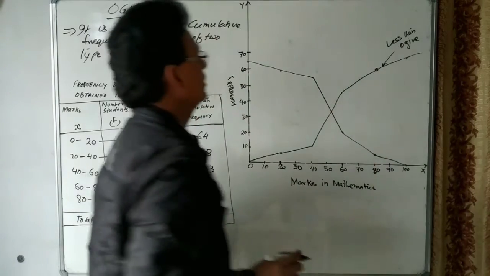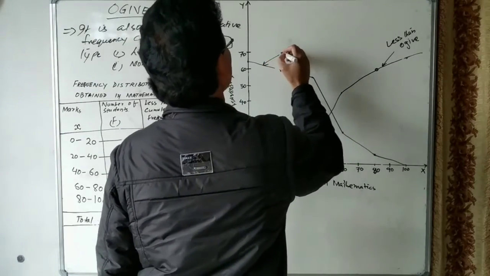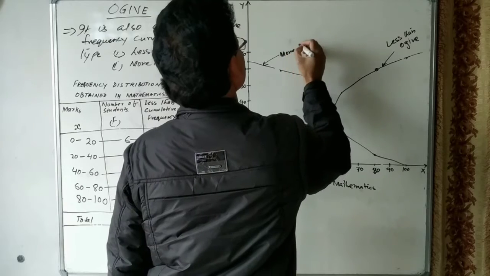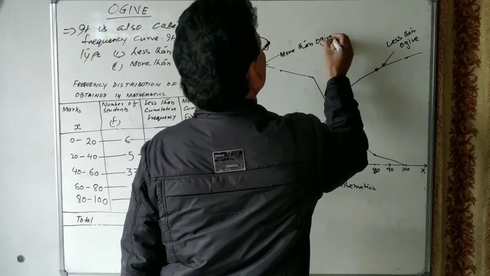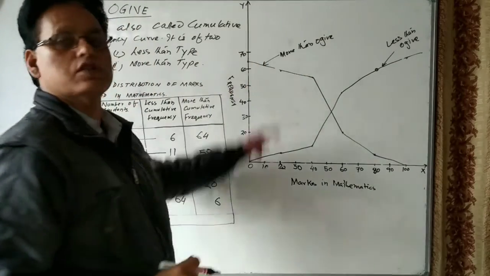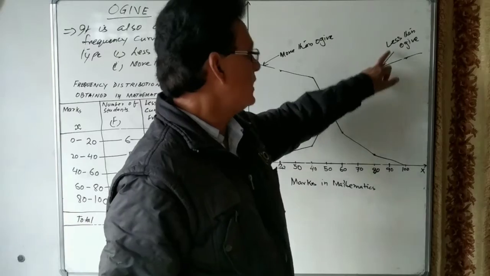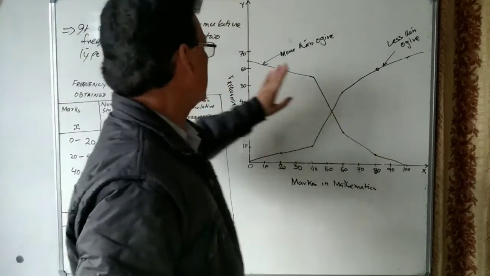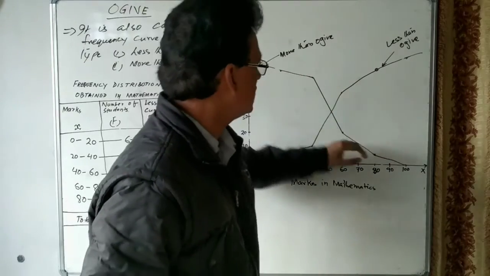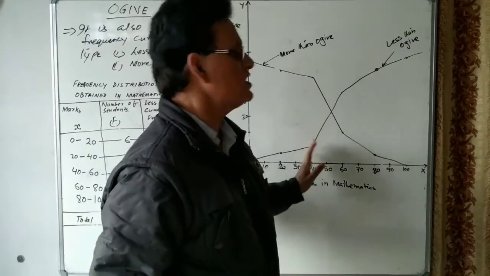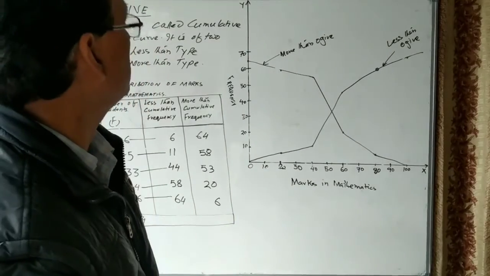We have seen this curve is the more than ogive. More than ogive is also called more than cumulative frequency. Less than ogive is also called less than cumulative frequency. Here the more than ogive is decreasing, and the less than ogive is increasing. And both the curves will intersect at one point.